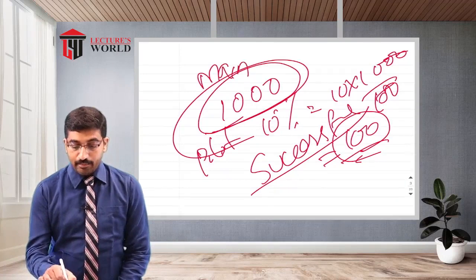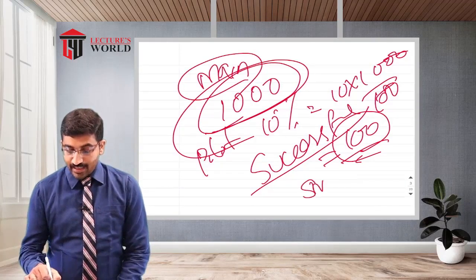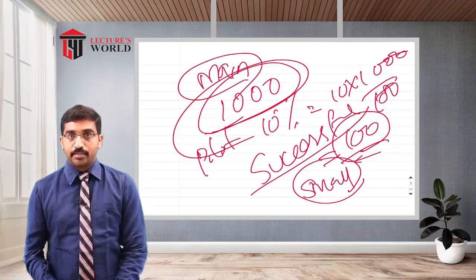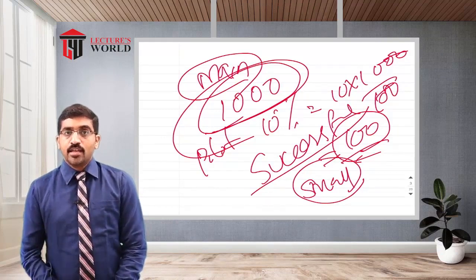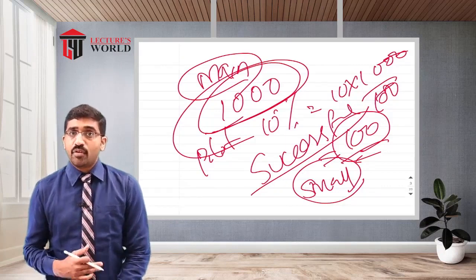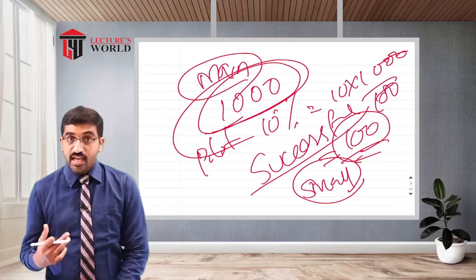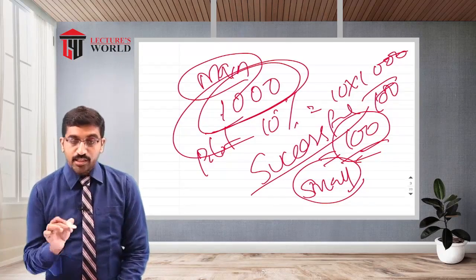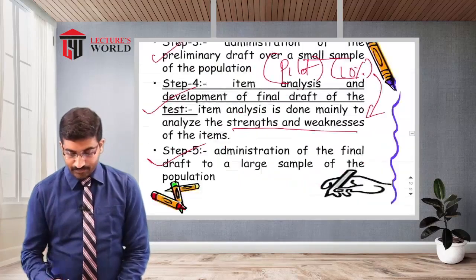This is my main sample. But for a small sample, I have selected 10%. That is 100 people. This is just an example I am giving. So I will see what are the strengths or weaknesses, what problems I have faced. Maybe I have not got a response. Then I can change my questionnaire before administering it to the main sample.